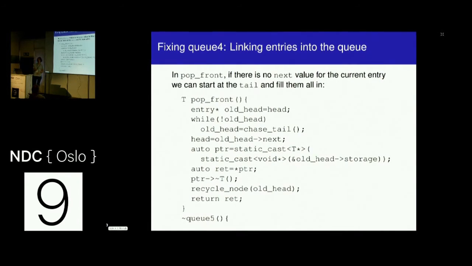Okay, so then when we're popping, if we find that there isn't a value at the head of the list, that might be because we haven't set up all the next pointers yet. So let's go and start at the tail and chase down, filling in the next pointers. We've only got one consumer thread, so we don't have to worry about races on that.